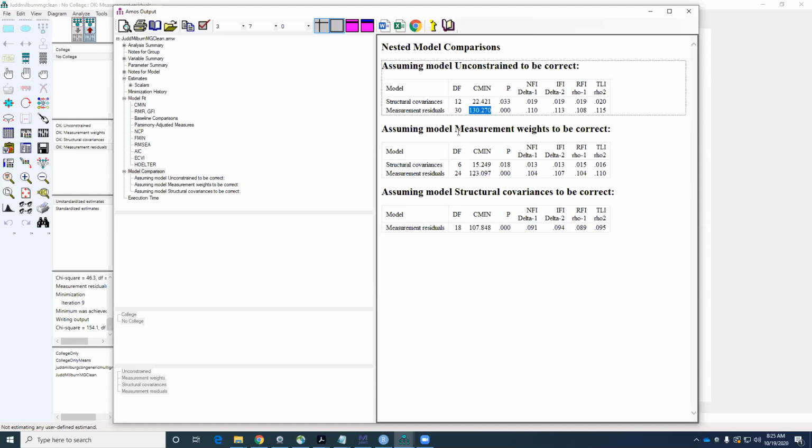And then if we assume the measurement weights, in this case, the factor loadings are the same, these are the chi-square differences for the structural covariances and measurement residuals. And again, based on a chi-square difference test, we would say, hey, these things are actually different. And way down here, if the structural covariances, that is the factor loadings and the variances and covariances of the factors, are constrained to be equal, adding the measurement residuals also gives me a significant chi-square difference.